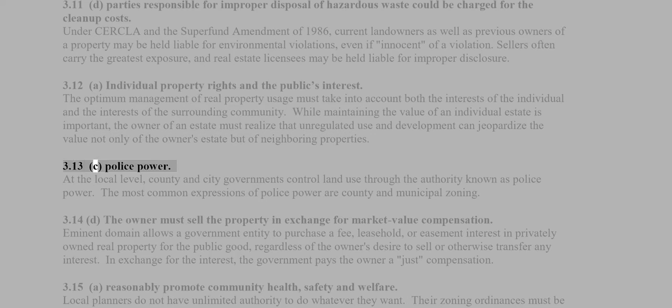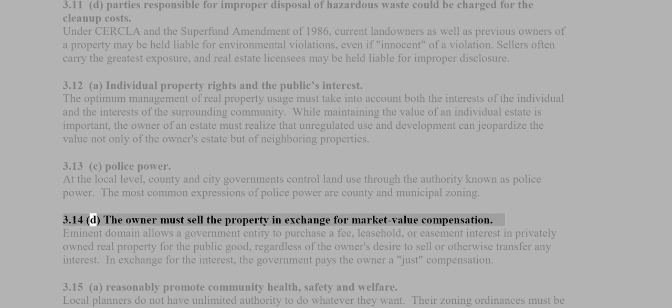3.13 C. Police power. At the local level, county and city governments control land use through the authority known as police power. The most common expressions of police power are county and municipal zoning.